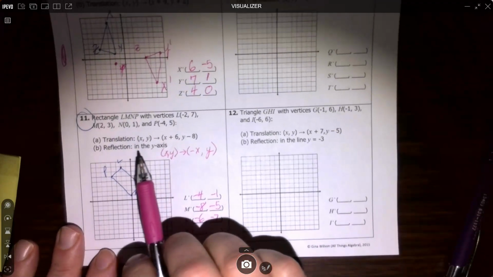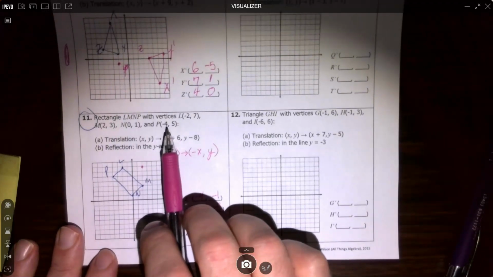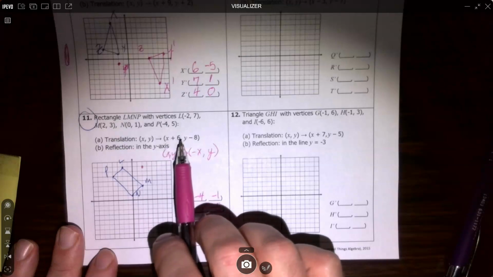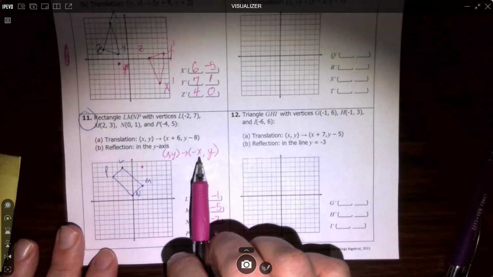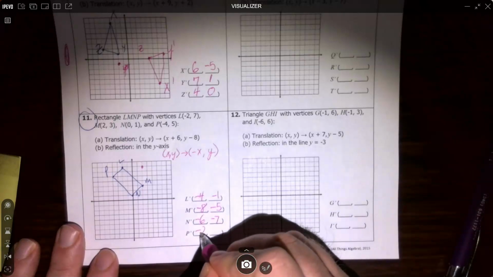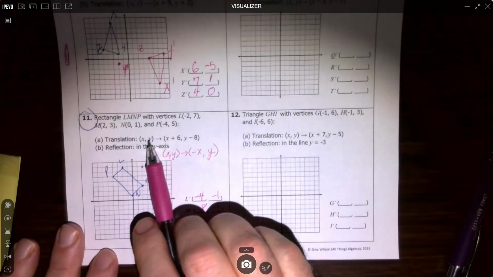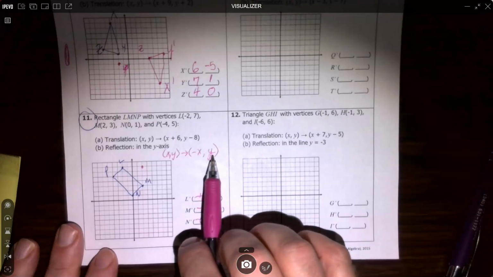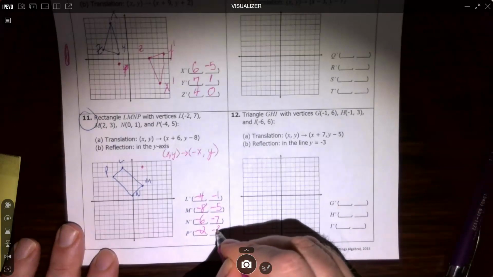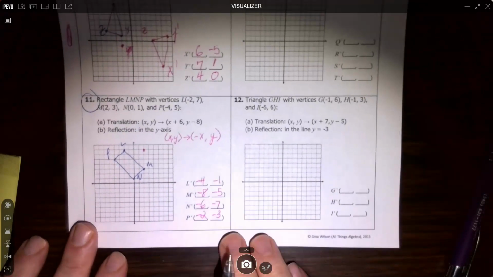Okay, last one. I'm going to do negative 4. Negative 4 comes in here. Negative 4 plus 6 is 2. Okay, 2 comes in here. Change its sign. So now it's negative 2. Okay, last one. 5 comes in here. 5 minus 8 is negative 3. Negative 3, don't do anything with it because y is staying the same. All right, so these are my final points.